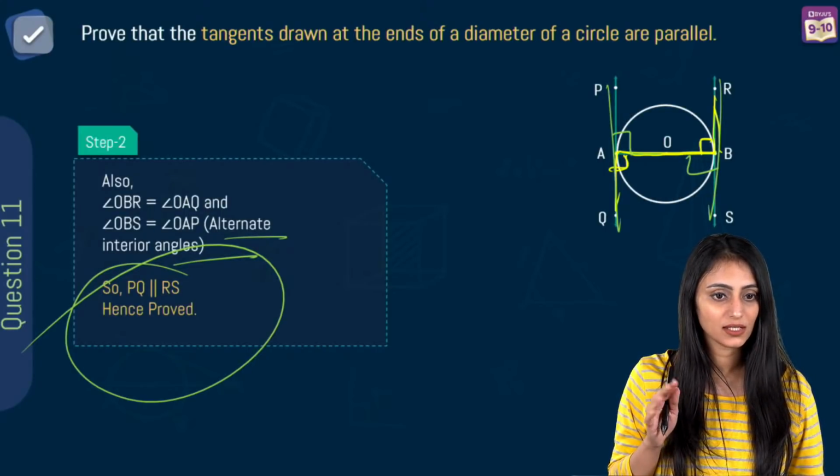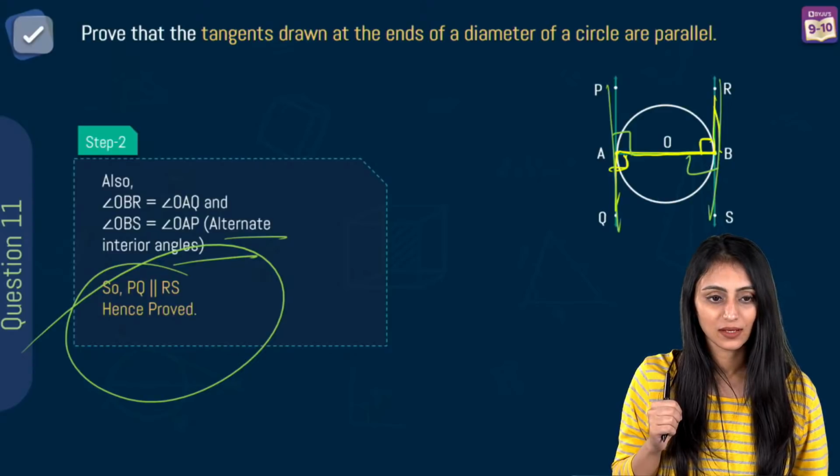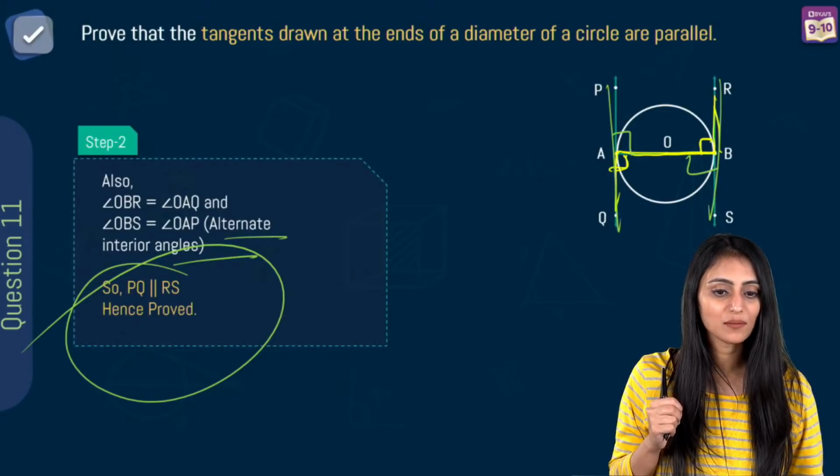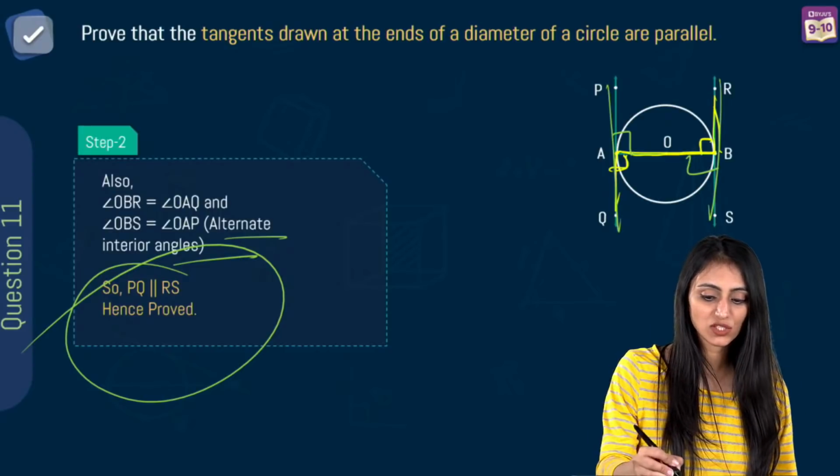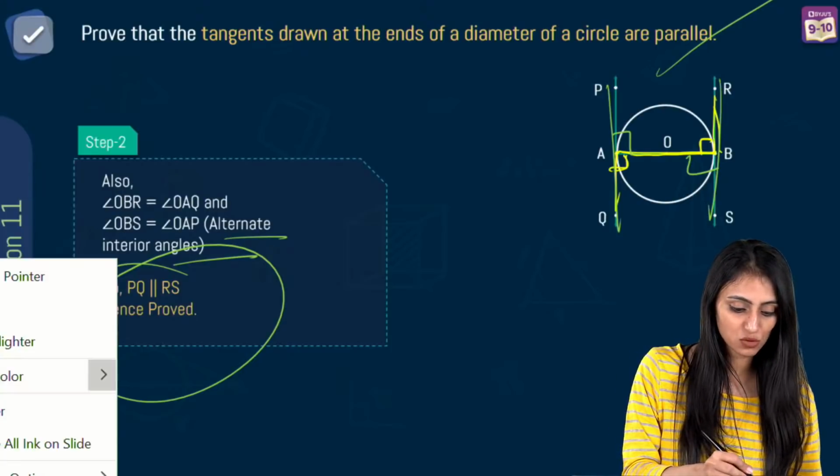Yes, alternate interior angles. Proving sums, what do you mean by proving sums? This is a question where we have to prove. It's a part of proving sums only.